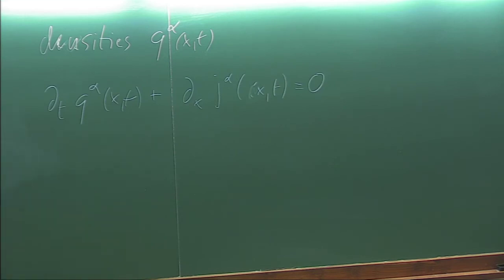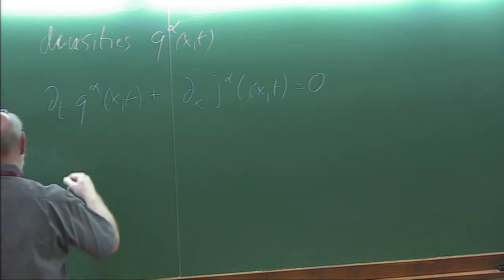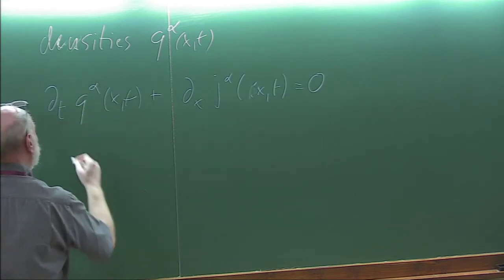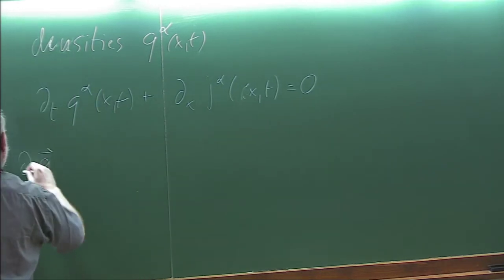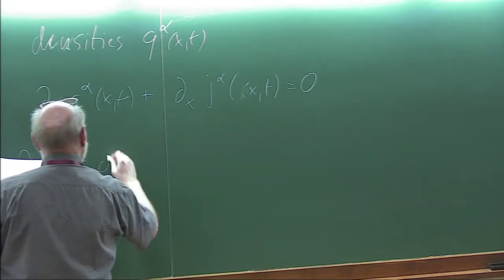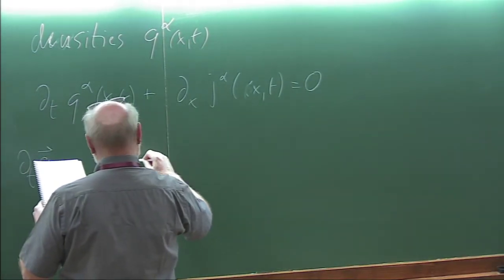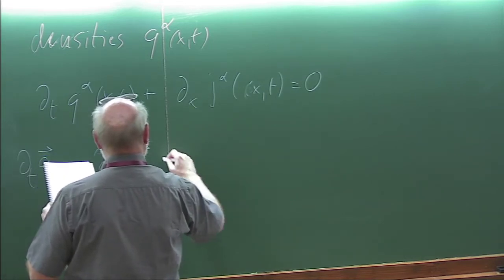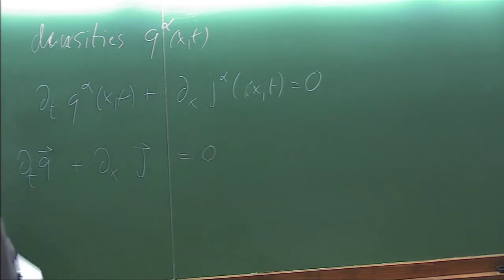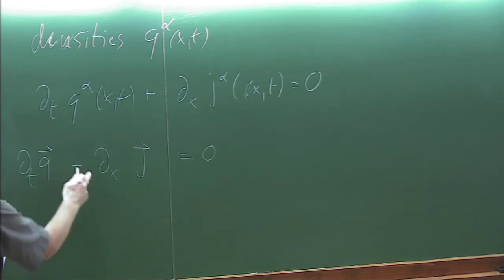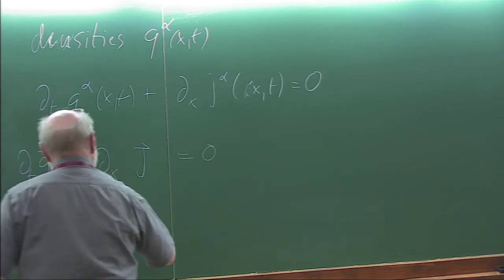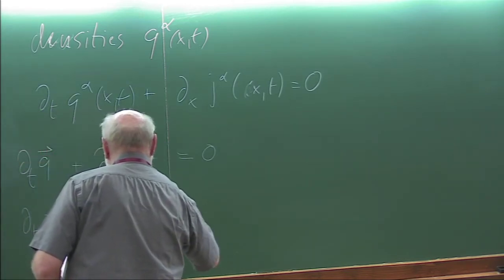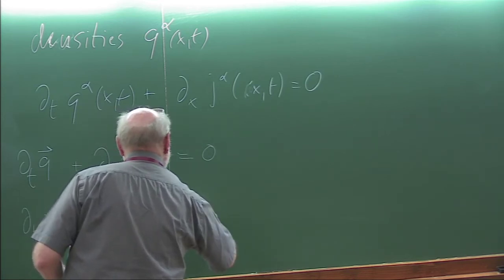Now, let me rephrase this and point out a property of this system of equations. Let me write this as follows. First of all, let me introduce a vector, q, that has all these charges in it. Then I can write d/dt q plus d/dx j is equal to 0. I omit the arguments; it's just a way of rewriting this. And now I use the chain rule to rewrite this as d/dt q plus J d/dx q is equal to 0.